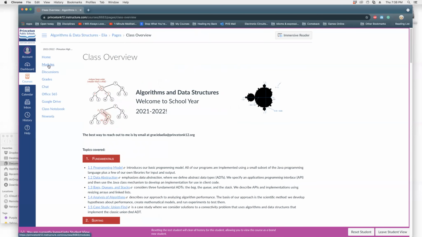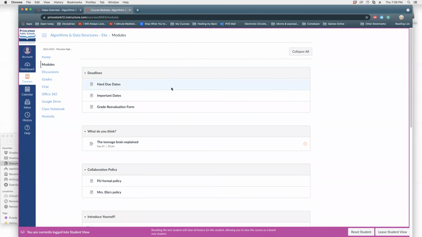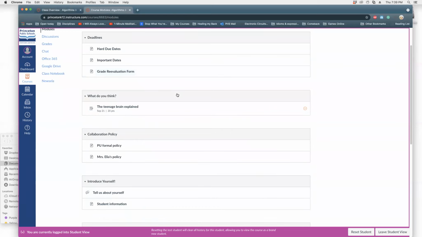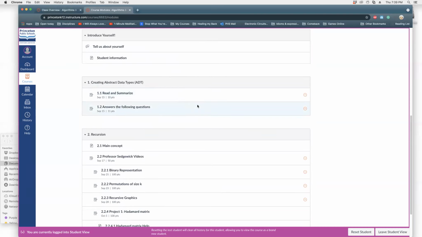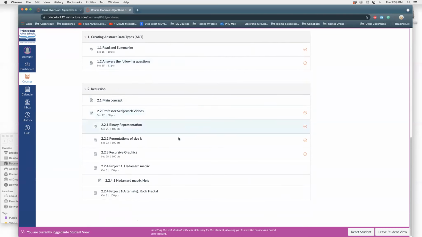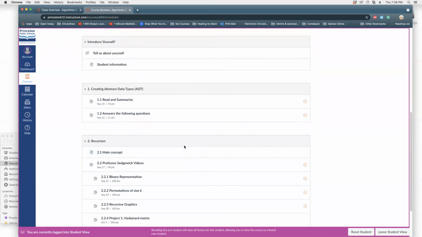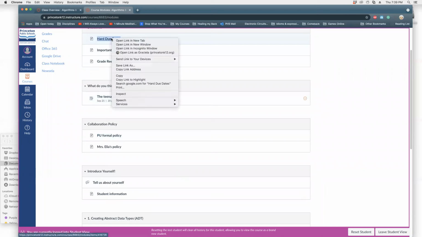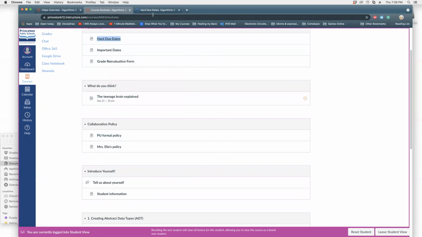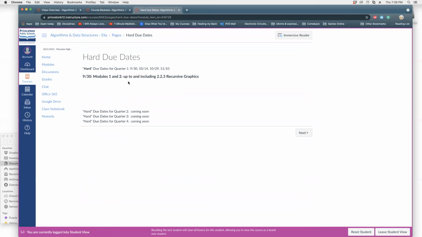If I go to modules over here, and you can get modules also from the home page, this is what they've been doing. Here we looked at these particular abstract data types, then recursion. So this is the latest they've been working on. And as you can see, all the way up to here is what falls within the hard due date. To know exactly what that means, they can go right here, to the hard due dates, and it tells them what I want them to finish for that particular date. So here is what they have to have finished.